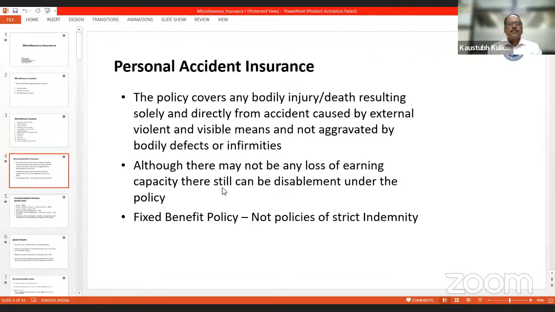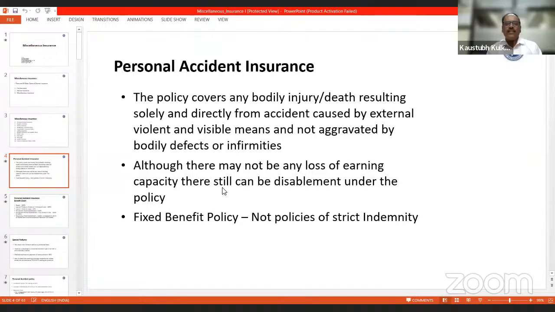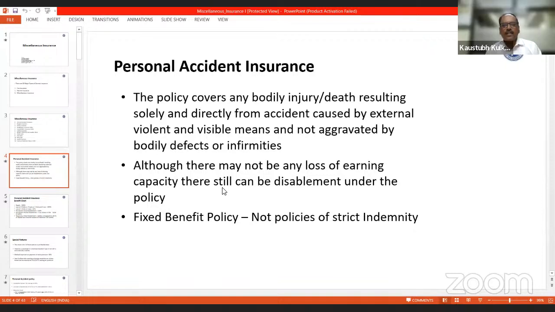In personal accident insurance, the definition and nomenclature itself suggest that the policy covers any bodily injury or death resulting solely and directly from accident caused by external, violent and visible means, and not aggravated by bodily defects or infirmity. The important factor to know is solely and directly from accident. Any remote or indirect cause will not be covered. Again, all the means should be external, violent and visible means.